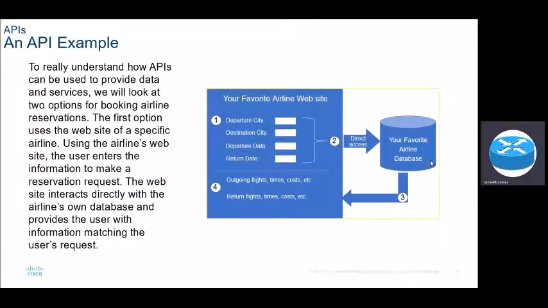All right, so an example. To really understand how APIs can be used to provide data and services, we will look at two options for booking airline reservations. The first option uses the website of a specific airline. Using the airline's website, the user enters the information to make a reservation request. So, departure and destination, dates and times and things like that. The website interacts directly with the airline's own database and provides the user with information matching the user's request. And so you get the output down there in part 4.